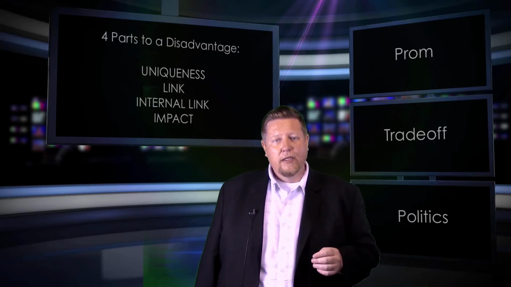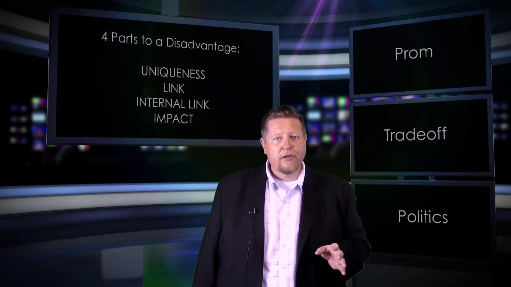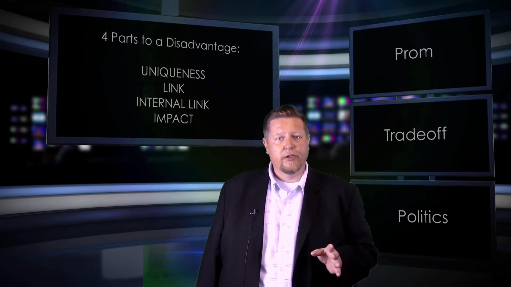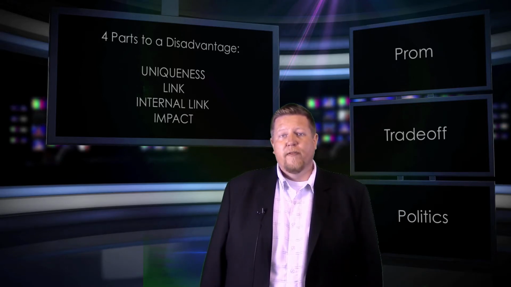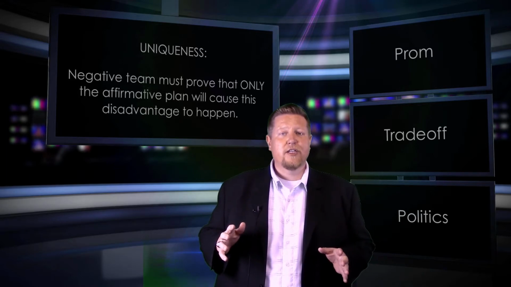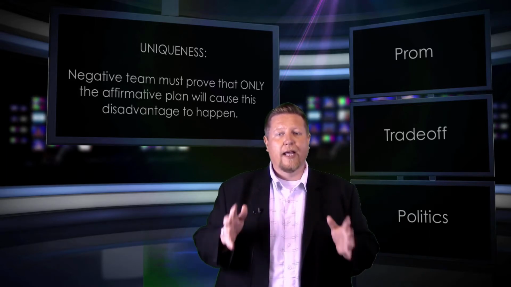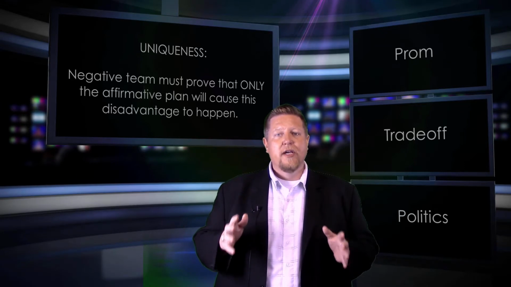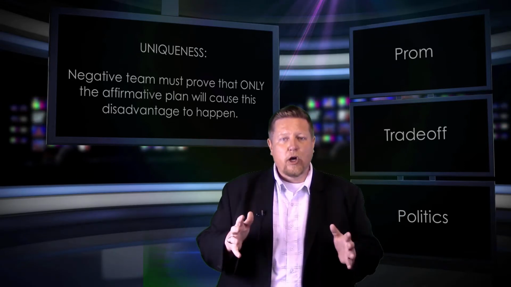Now let's look at four parts of a disadvantage: uniqueness, link, internal link, and impact. We'll analyze each part one at a time to see how they work with each of the three example disadvantages. The first part of a disadvantage is uniqueness. The first thing the negative team must prove is that this disadvantage isn't going to happen unless the affirmative plan is passed. In other words, the negative team must prove that things are going well now.